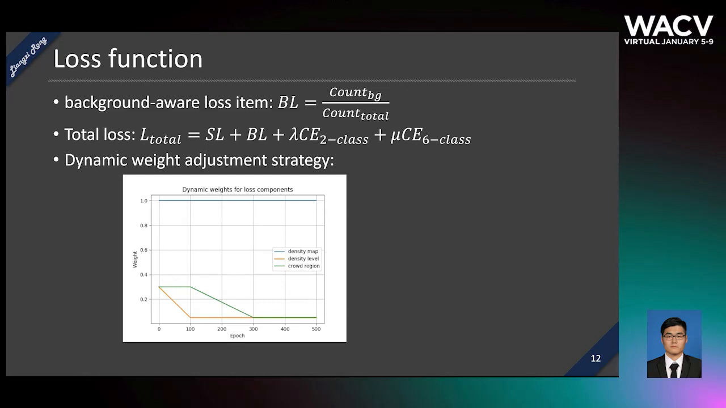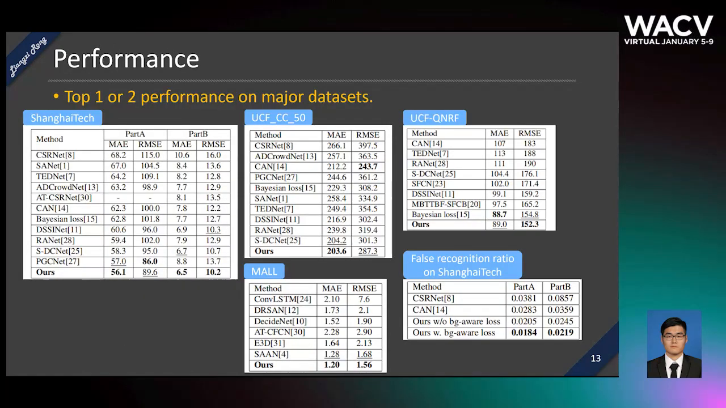The final loss function is a weighted sum of the density map and attention map loss functions at multiple stages and background loss item. The weights of these components are dynamically adjusted in the training process. Our method reports superior performance on 4 major datasets under MAE and RMSE criteria and is also effective in suppressing the false recognition in the background area.